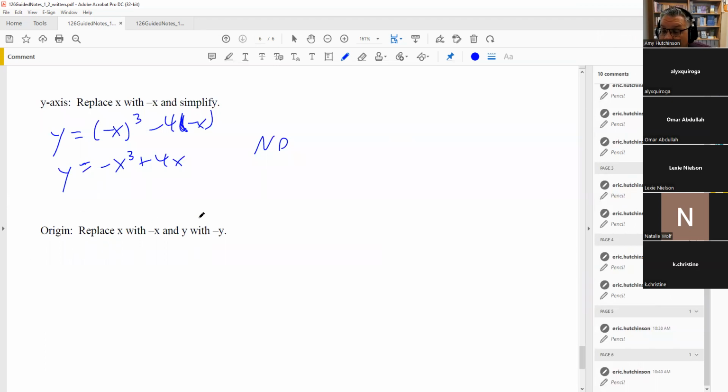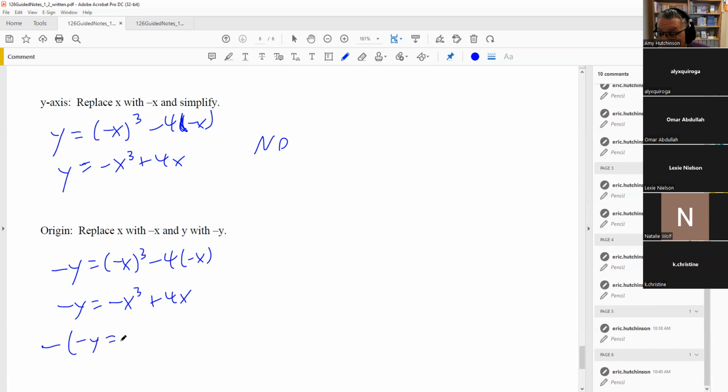Okay, so for the origin, you're replacing both of these. I have negative y equals negative x cubed minus 4 times negative x. So I have replaced the y with negative y and the x's with negative x. Let's simplify this. Again, we talked about this before. A negative raised to an odd power, you get negative x cubed, and then this is going to be a plus 4x. Now, it doesn't look like it's the same as the original one, but remember, you should always try and multiply both sides by a negative. So I am going to do that in this case.